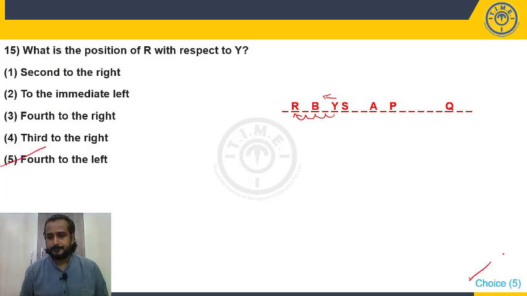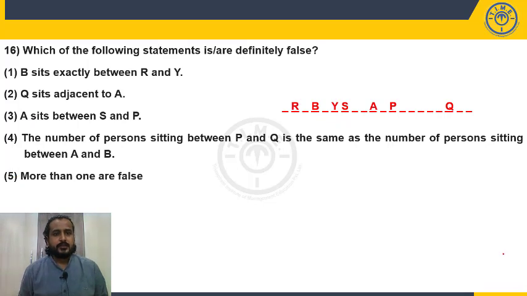Choice 5. Now, which of the following statements is definitely false? Here the fifth option is given: more than one are false. Okay. B sits exactly between R and Y. Is it equidistant? Yes. So it is true. But I need to find out the statement which is false.